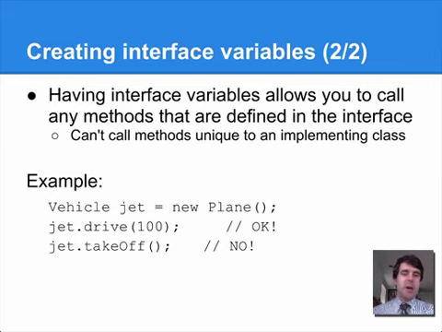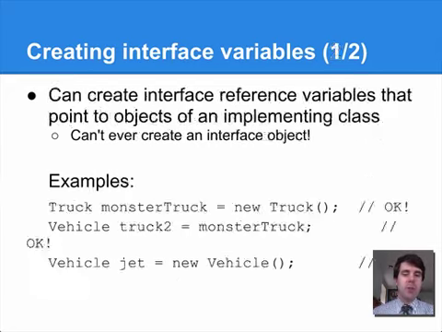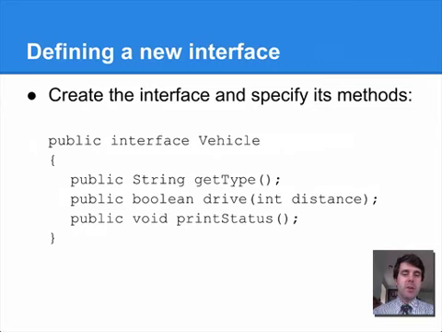The nice thing about having interface variables is that, using those interface variables, you can call any method that's part of that interface. So again, here's an example. Suppose we have a class called plane, which implements the vehicle interface. I can create a new plane and assign it to a vehicle variable named jet. And then because jet is a vehicle, I can call the drive method.